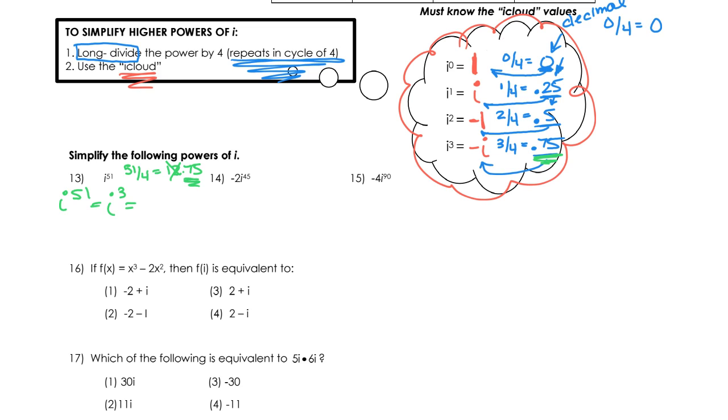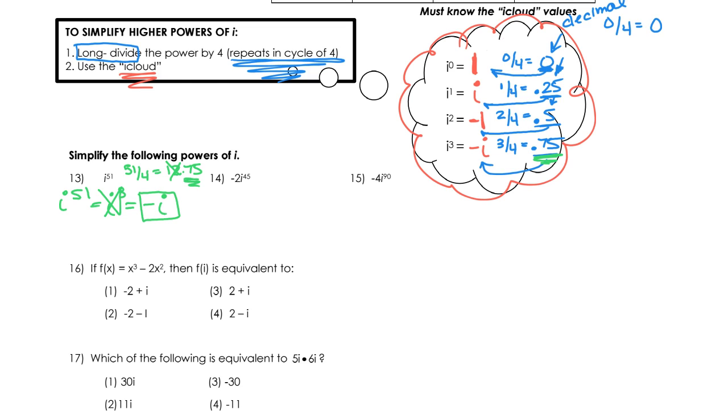But i to the third reduces to negative i. And so there it is, and we can skip this part. We don't really need to know that part. We just need to know that i to the 51st is the same exact value as negative i. Hopefully that makes sense.